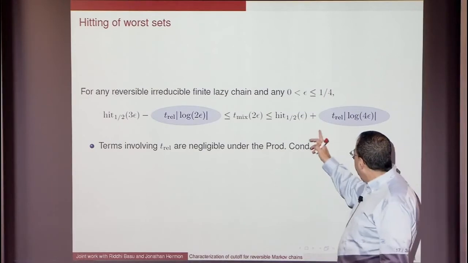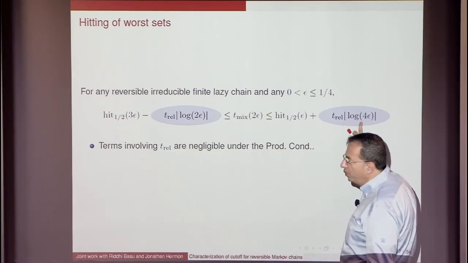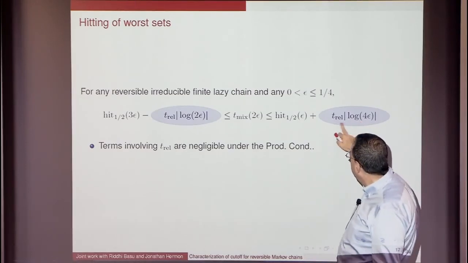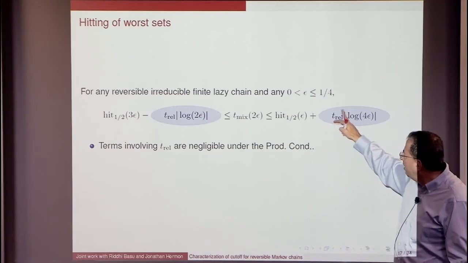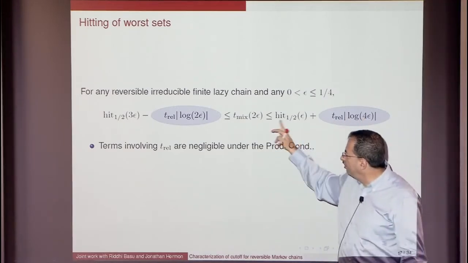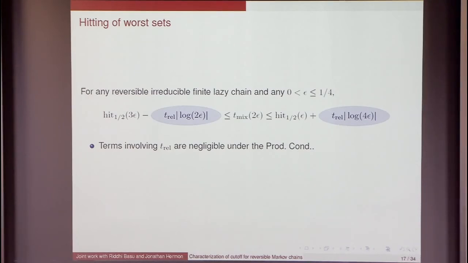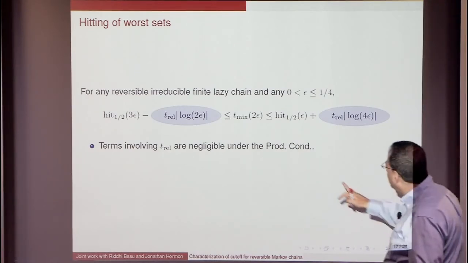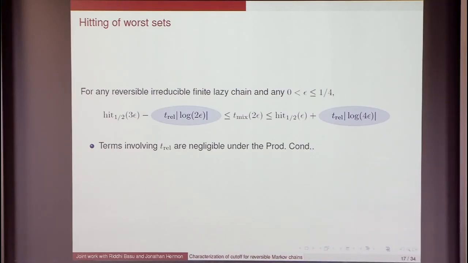And then there's a correction term which involves just the relaxation time with a log epsilon. So in the case where the product condition holds, this is a negligible term to the mixing time and the hitting time. And note there's no constants here. So there's a 1 here. Okay, so this will allow you to show cutoff using control of just hitting times.